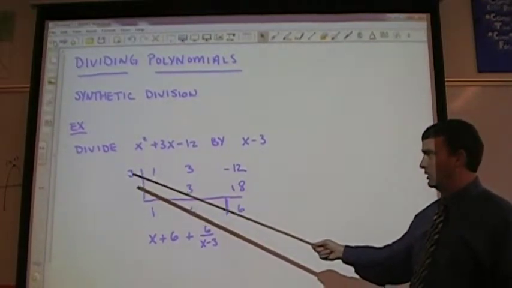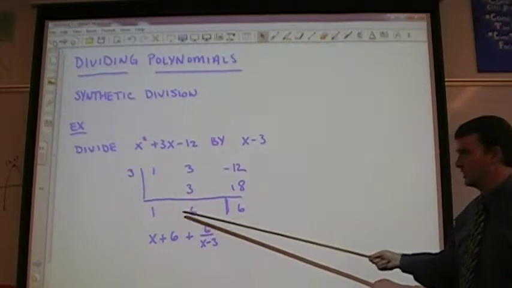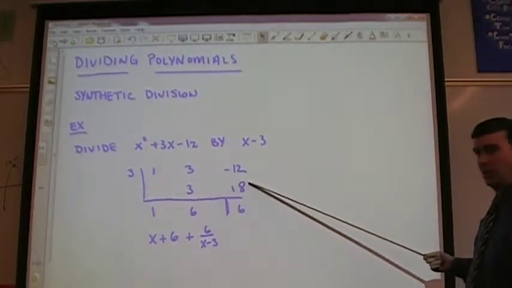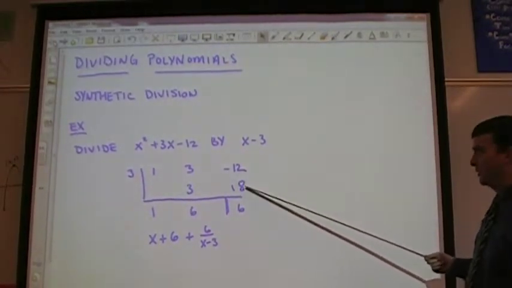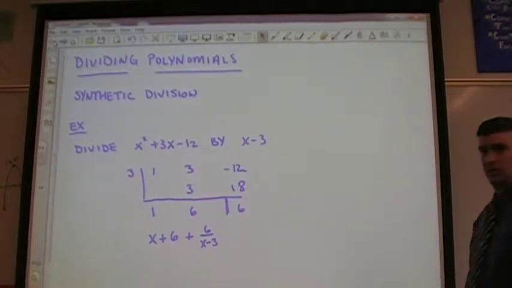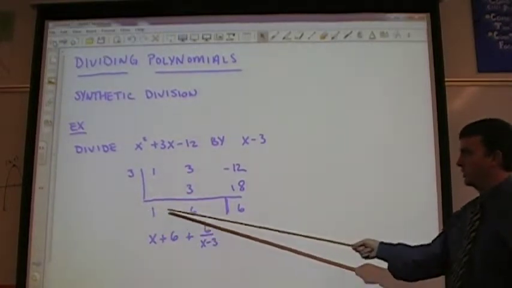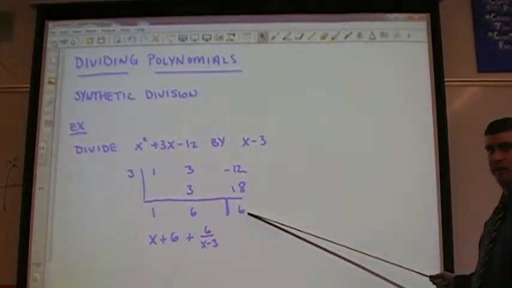Then I continue the same process. 3 times 6 is 18. Negative 12 plus 18 is 6. Okay? And then this 1, 6, 6 is how you get your final answer.